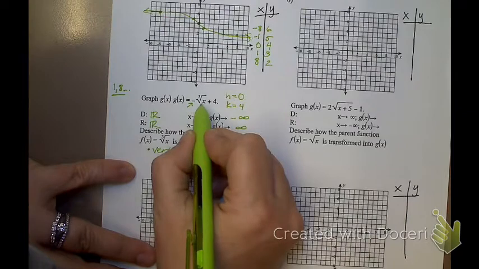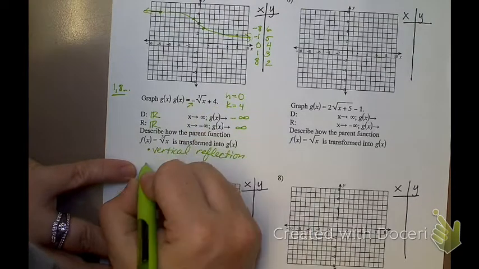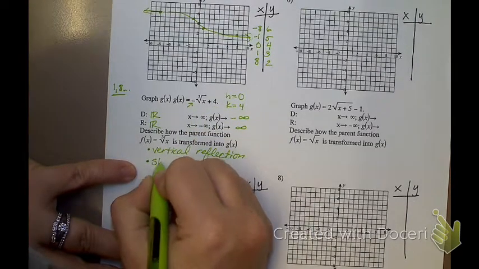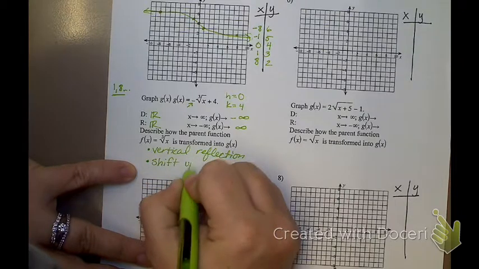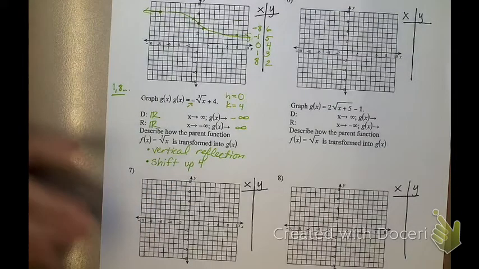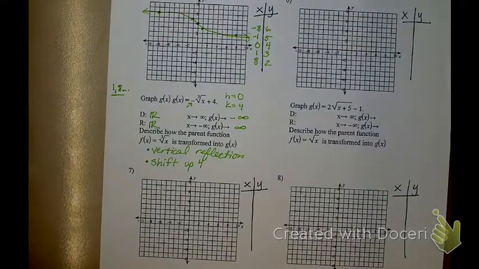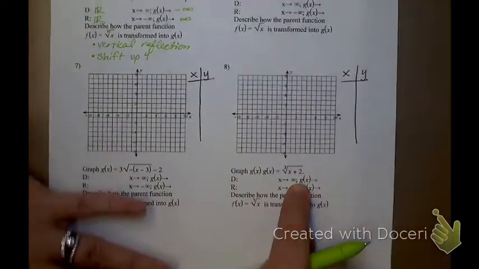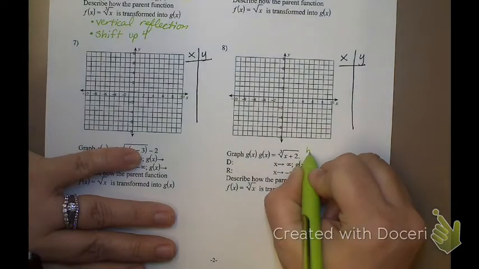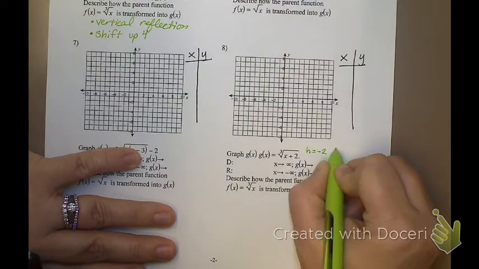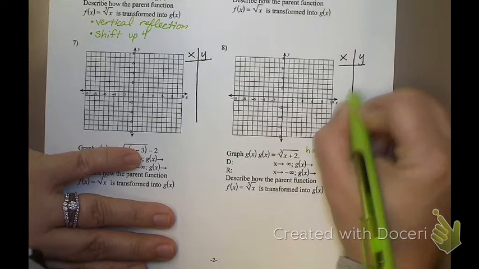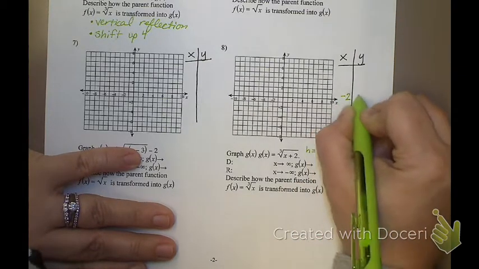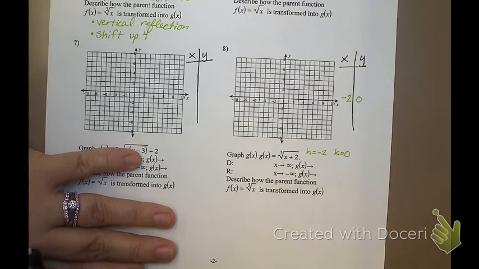I have no h value to worry about, and my k value is 4, so I have a shift up 4. That's my description. Okay. All right, I'm going to jump down here and do the next cube root. Then I'll look at the square roots. So in this one, h is -2 and k is 0. So my middle point here is -2 and 0.